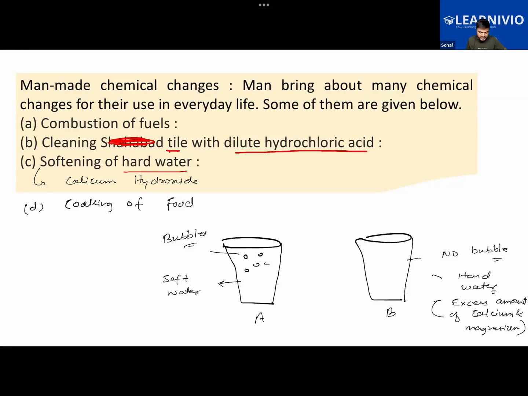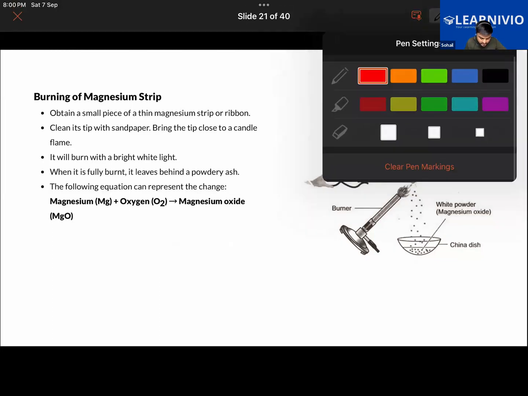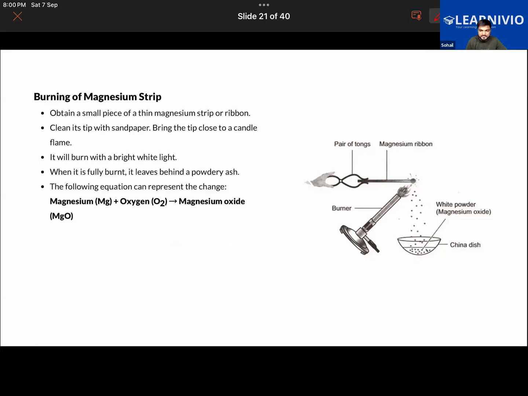Yes. So these are some of the chemical changes. Now, apart from those common chemical changes, we have some other chemical changes, like the burning of a magnesium strip. Like you have a magnesium ribbon here. We hold it with a pair of tongs. Now a pair of tongs is a small tool with the help of which we can hold something. So we have held this magnesium ribbon above the burner, and what happens here?